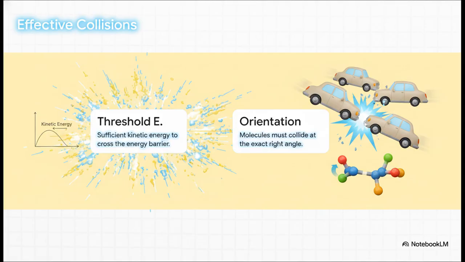For a chemical reaction to actually happen, you need an effective collision. And there are 2 strict rules for this. First, threshold energy. The molecules need to have sufficient hitting power and kinetic energy. Second, proper orientation. Visualize this like 2 fast-moving cars. If they just lightly sideswipe each other, nothing much happens. But if they crash head-on at the exact perfect angle, then the whole system reacts. Molecules are the exact same. They have to crash at the exact perfect angle to form products.